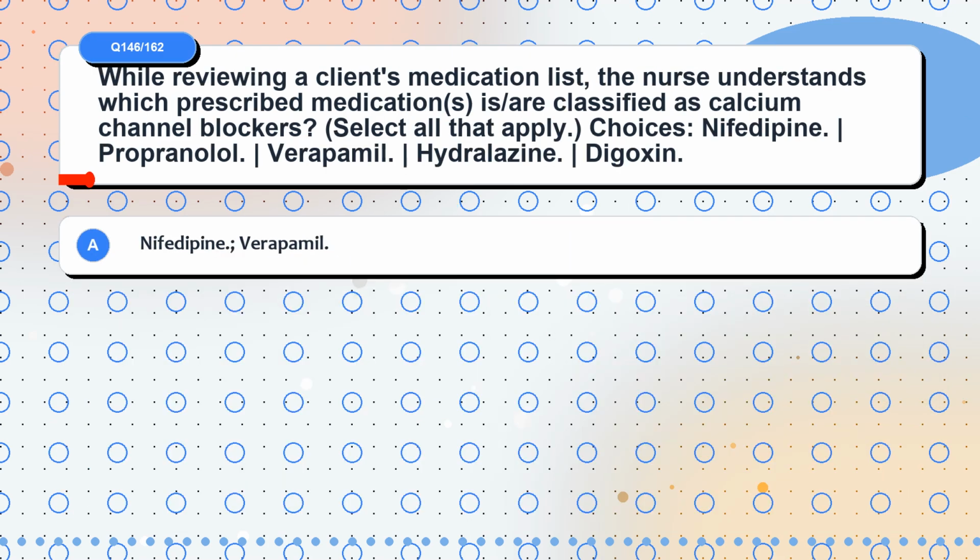Question 146. While reviewing a client's medication list, the nurse understands which prescribed medications are classified as calcium channel blockers. Select all that apply. Choices: nifedipine, propranolol, verapamil, hydralazine, digoxin. Here are the options. Option A. Nifedipine, verapamil.